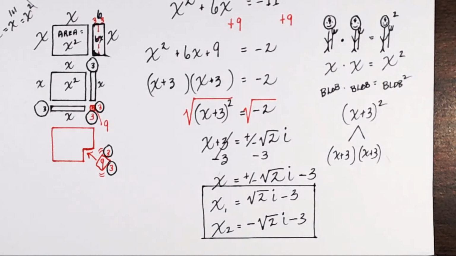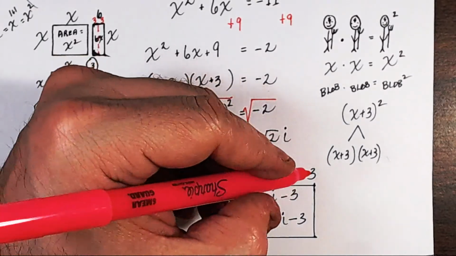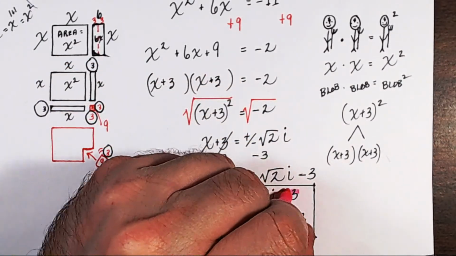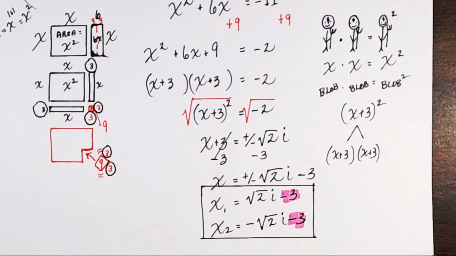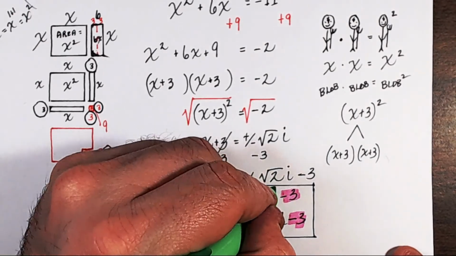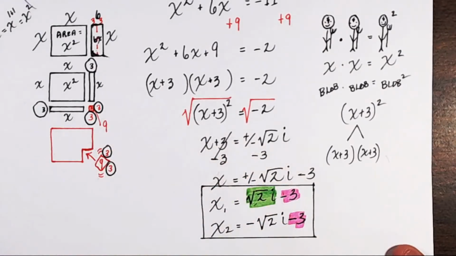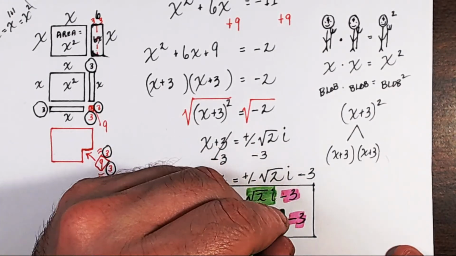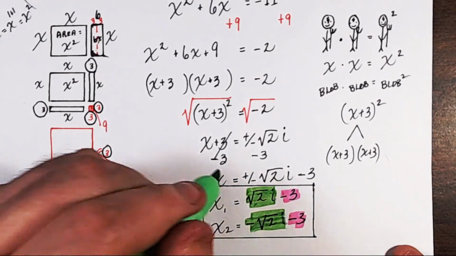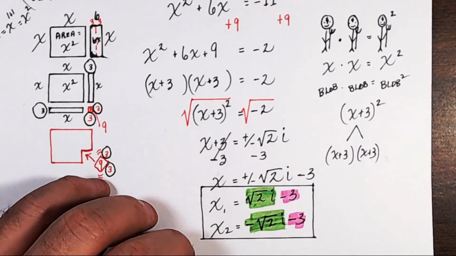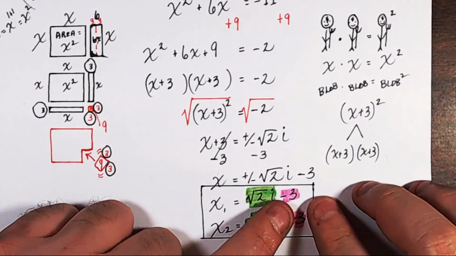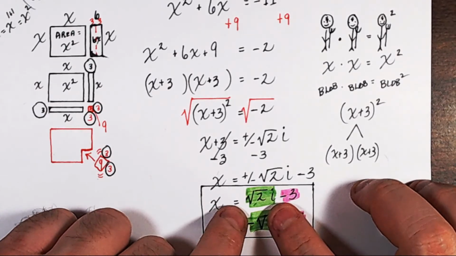And here's the thing. These solutions are composed of 2 parts. They are composed of a real part, which in this case is negative 3, and they are composed of an imaginary part, or a complex part, which in the top one is positive square root of 2 times i, and the bottom is negative square root of 2 times i. So those are the 2 solutions, and they're complex solutions because they contain real numbers and complex numbers.